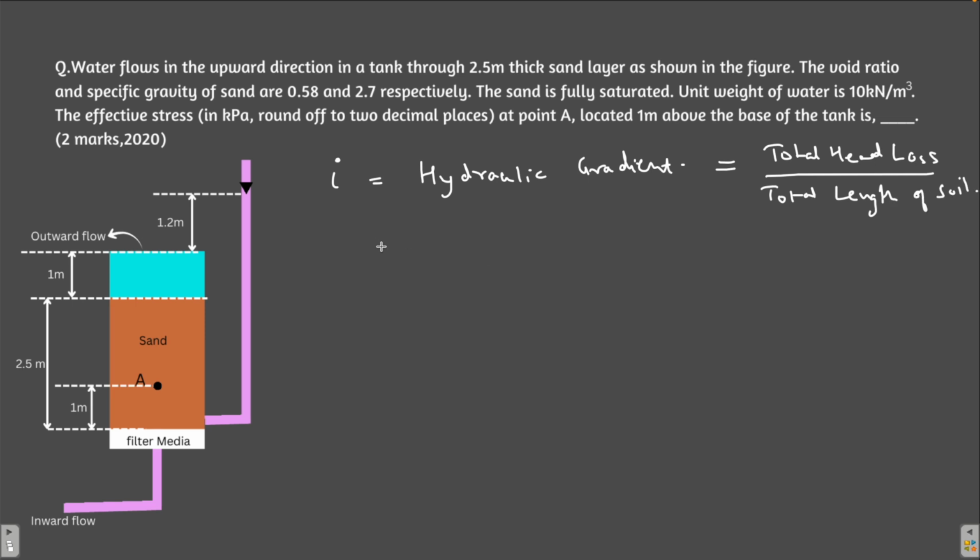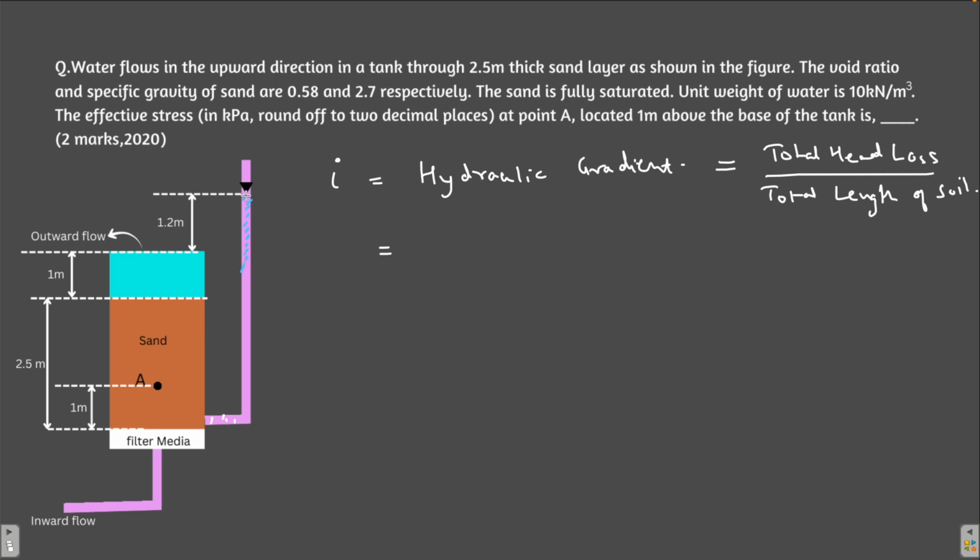Now how will we calculate the total head loss? It is not given in the data, but it is given in the figure. Now let's try to understand the figure. What is the head loss? See, there is one piezometer inserted here. This is the piezometer inserted. Let me mark it in blue color.